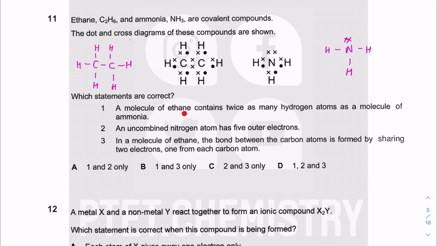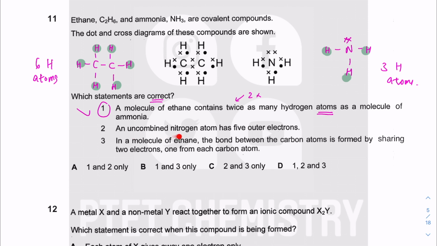A molecule of ethane, this is one molecule, contains twice as many hydrogen atoms. So here you have 1, 2, 3, 4, 5, 6, so you have 6 hydrogen atoms. Here you have 1, 2, 3, so you have 3 hydrogen atoms. Twice means 2 times, so yes, 6 is 2 times 3. So 1 is correct.